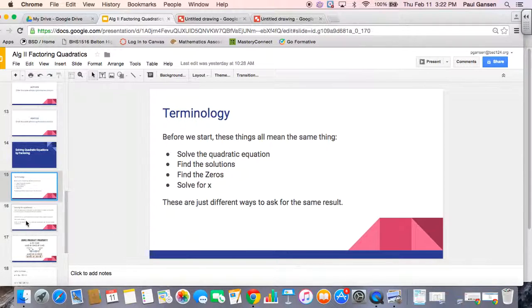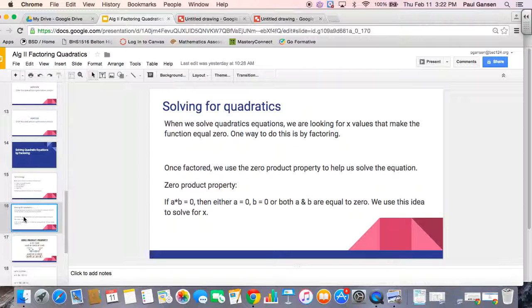Okay. When we're solving quadratic equations, we're looking for x values that ultimately make it true. In this particular case, we are looking for x values that make our function equal 0. We're going to try and get everything set equal to 0. And one way we do this is by factoring. Once we've factored an expression, we use what's called the zero product property to help solve the equation.